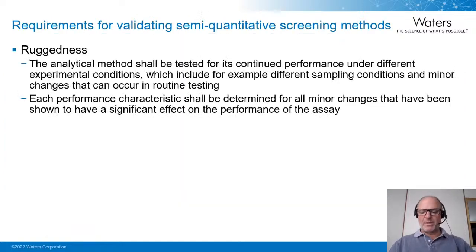So the first topic is ruggedness. Now, we covered this in a previous training module, so I'm only going to cover this again quite briefly. In the same way as we looked at confirmatory analysis, in screening methods, it's all about introducing small changes to the experimental conditions. This might include different sample conditions, but also minor changes in the analytical method that might occur during routine testing.